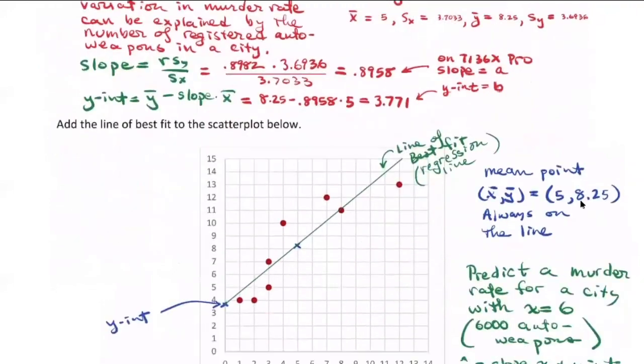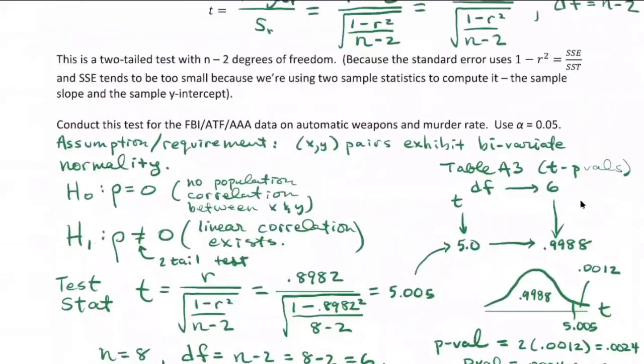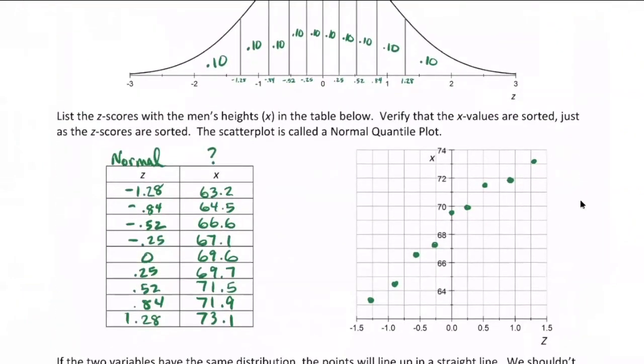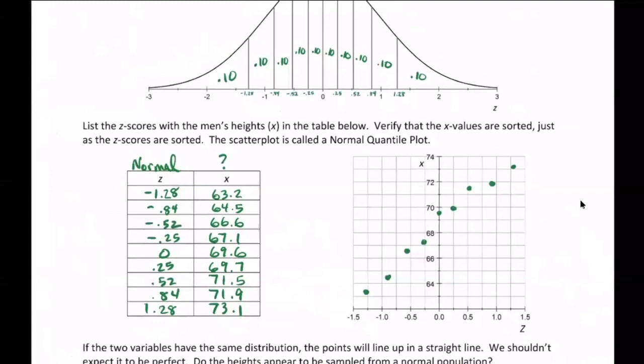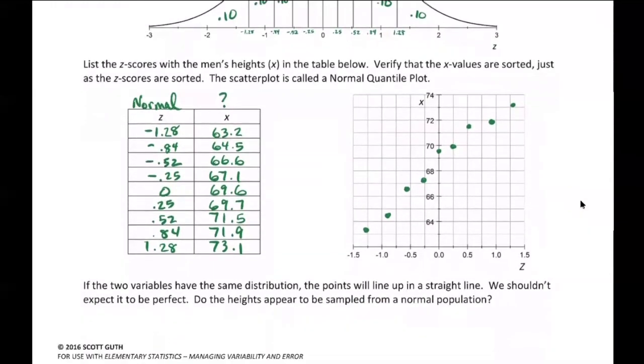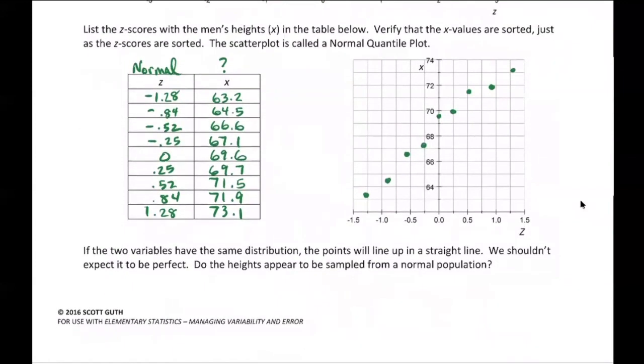Okay. So why wouldn't we use, again, we don't want to rely merely on visual observations, which are important, but we also want objective observations, okay? So let me go ahead and read what we've got here. It says, if the two variables have the same distribution, the points will line up on a straight line. We shouldn't expect it to be perfect.